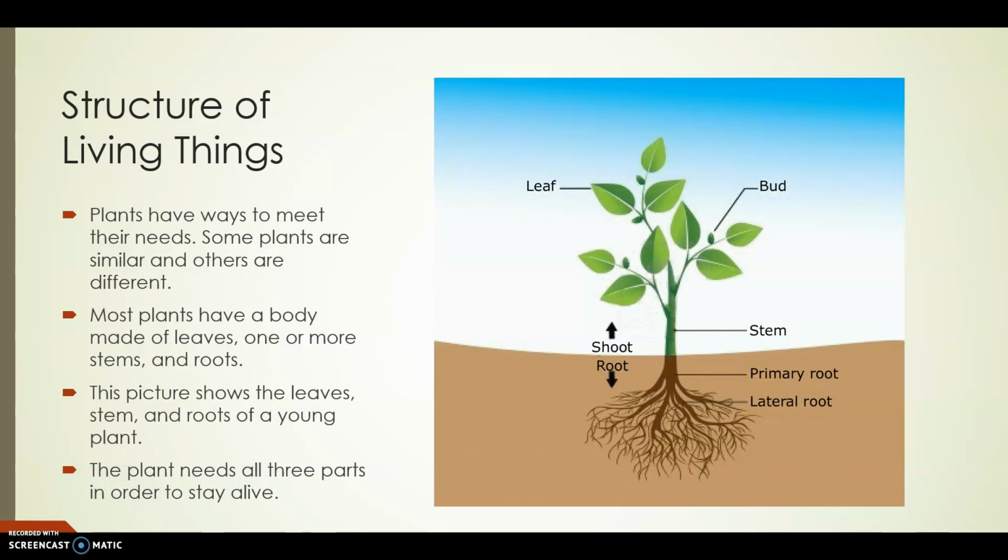Most plants have a body made of leaves, one or more stems, and roots. This picture shows the leaves, stem, and roots of a young plant. The plant needs all three parts in order to stay alive.